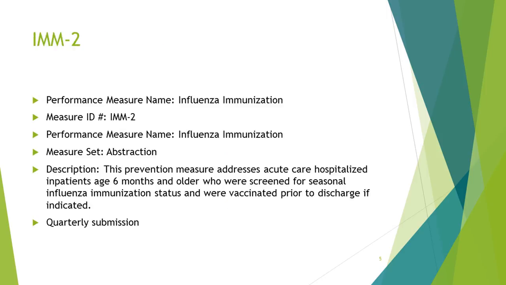So here's a little bit on immunization 2. It's a performance measure. Its definition is influenza immunization. I gave the measure ID, which is IMM2. The measure set is considered to be an abstraction measure, and then I just gave a brief description. This measure is a prevention measure that addresses acute care hospitalized inpatients aged 6 months and older who were screened for seasonal influenza immunization status and were vaccinated prior to discharge if indicated. And again, it's a quarterly submission measure.